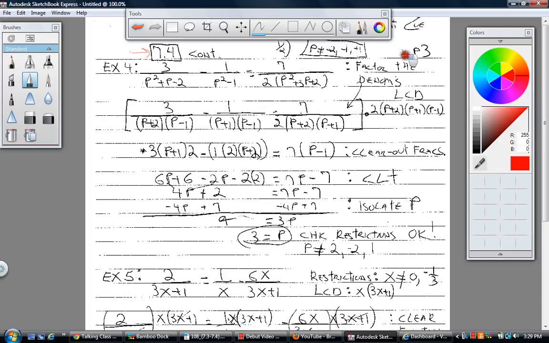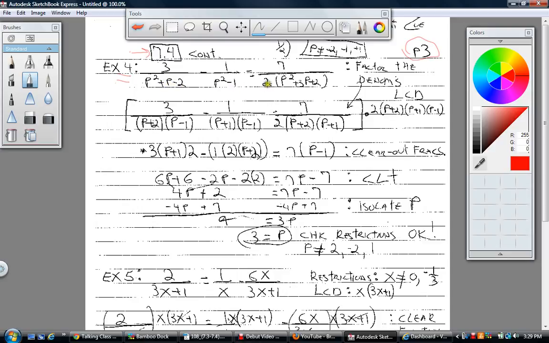Going to tackle page 3 and we're going to tackle some more rational equations with those rational expressions inside them, and a couple of these. This next problem, example number 4, looks like a doozy. And what I mean by that is look at the denominators. Holy moly. P squared plus P minus 2.